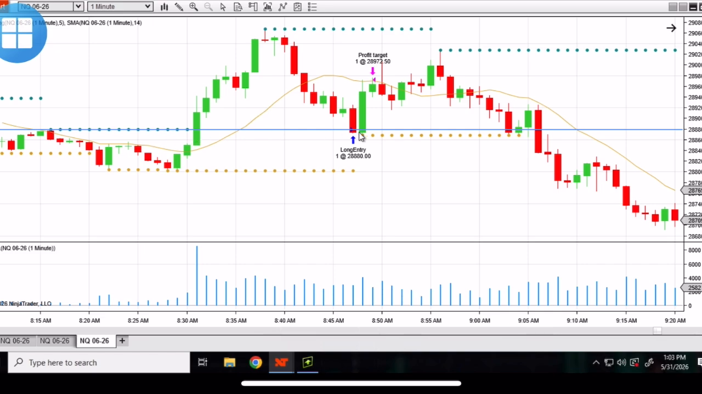Our bot enters the trade right here, barely goes down a little bit, then has this massive green candle right afterwards, hit our profit target, which was right about the 14 period moving average, and that made us about $2,000 on one NASDAQ contract, which only costs about $1,000. So that's almost a 200% return very quickly in the day.